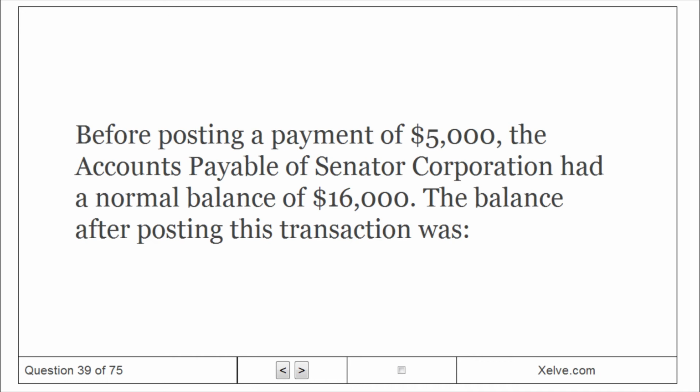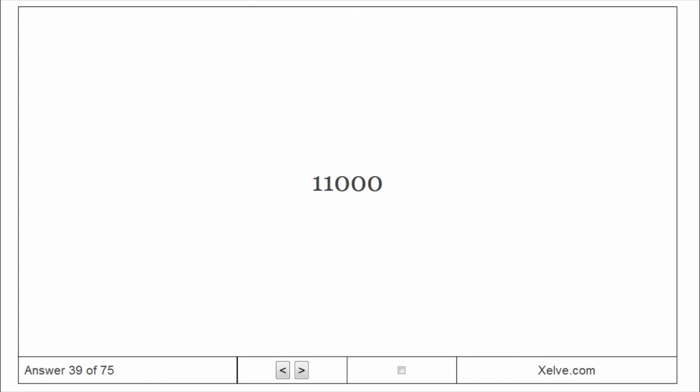Before posting a payment of $5,000, the accounts payable of Senator Corporation had a normal balance of $16,000. The balance after posting this transaction was $11,000.